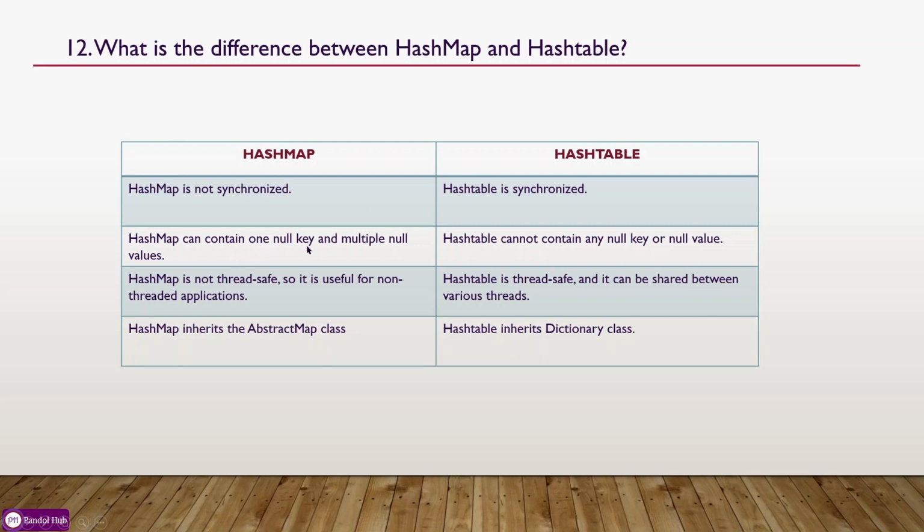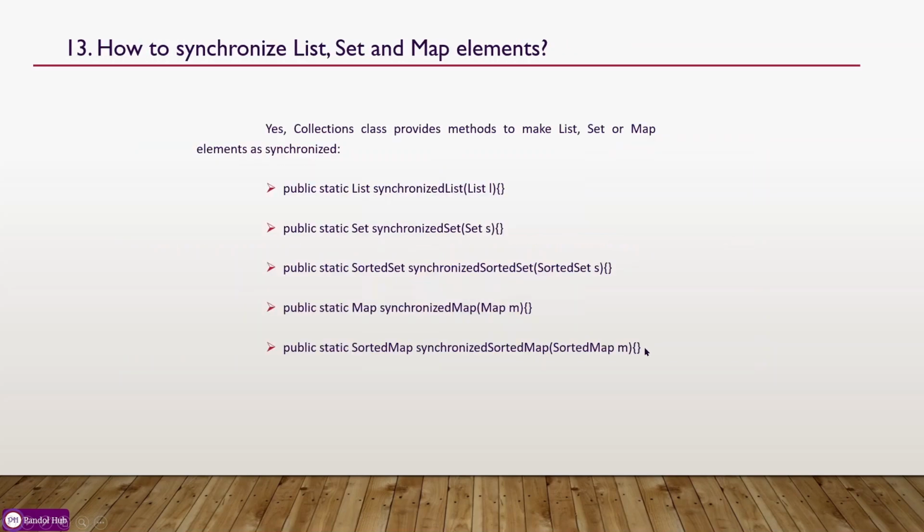Hash map can contain one null key and multiple null values. Hash table cannot contain any null key or null value. It's obvious from the statement that hash map is not thread safe since it is not synchronized, so it is useful for non-threaded applications. Since the hash table is synchronized, it is thread safe and can be shared between various threads. Hash map inherits the abstract map class, whereas hash table inherits the dictionary class.